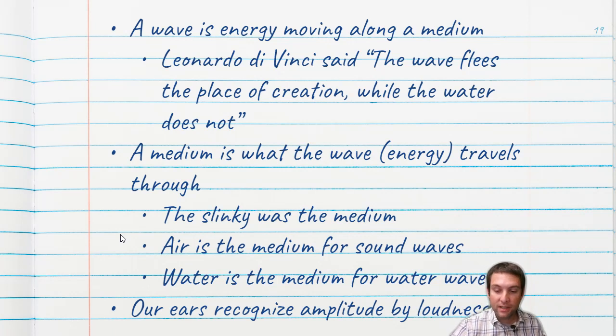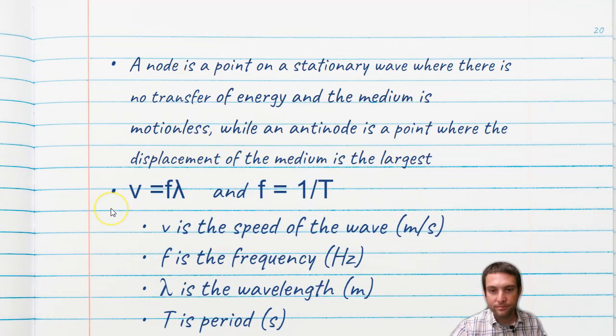Our ears recognize amplitude by how loud something is. The bigger the amplitude, the louder something is. If something sounds really soft, then the amplitude of those sound waves is really small. A node is a point on a stationary wave where there is no transfer of energy and the medium is motionless, while an antinode is a point where the displacement of the medium is the largest.